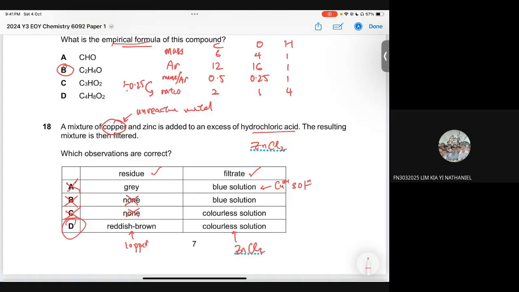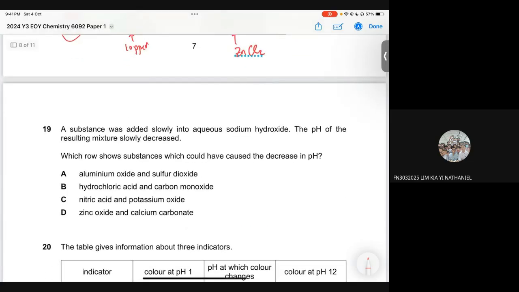Next one. Question 19. A substance was added slowly to aqueous sodium hydroxide. The pH of the resulting mixture slowly decreased. This is an interesting question because normally when you add sodium hydroxide, which is alkaline, you expect the pH to increase. So something must be reacting with it and causing the pH to decrease. So that's for the understanding of question 19.